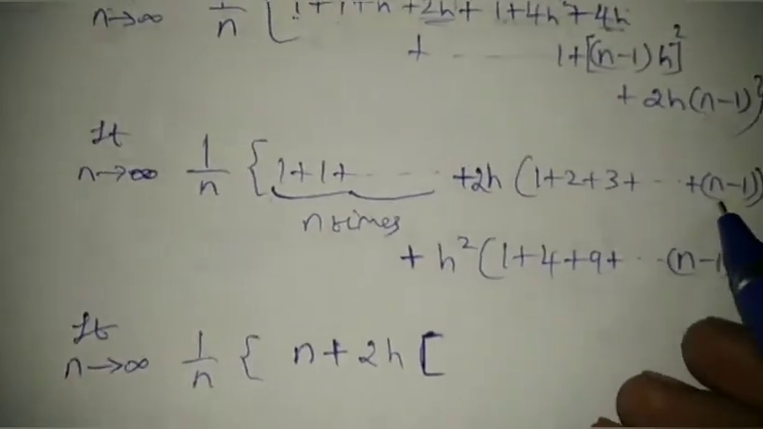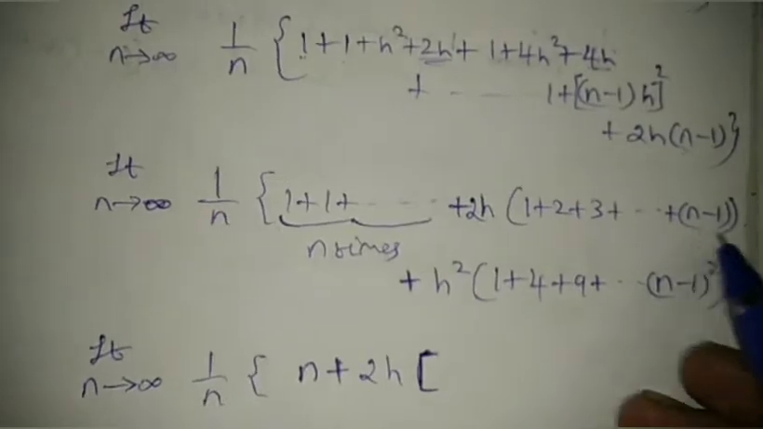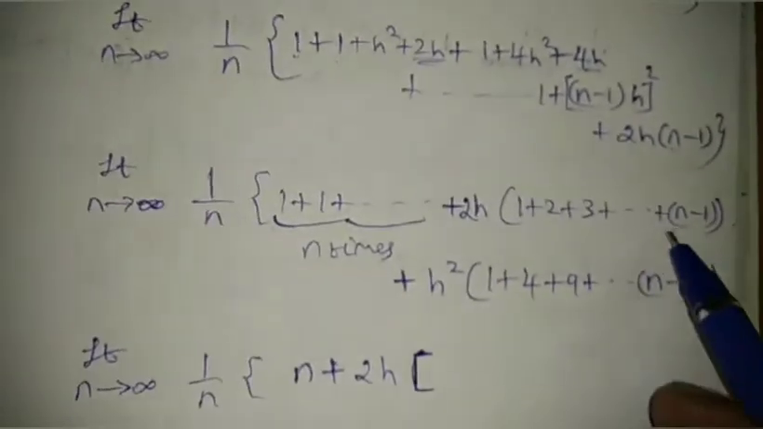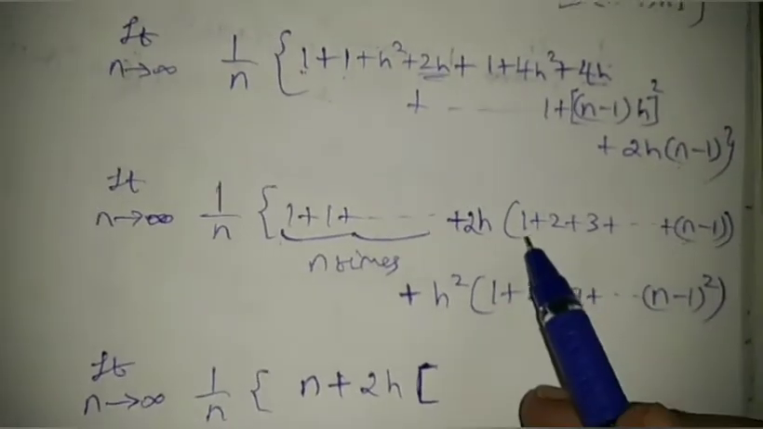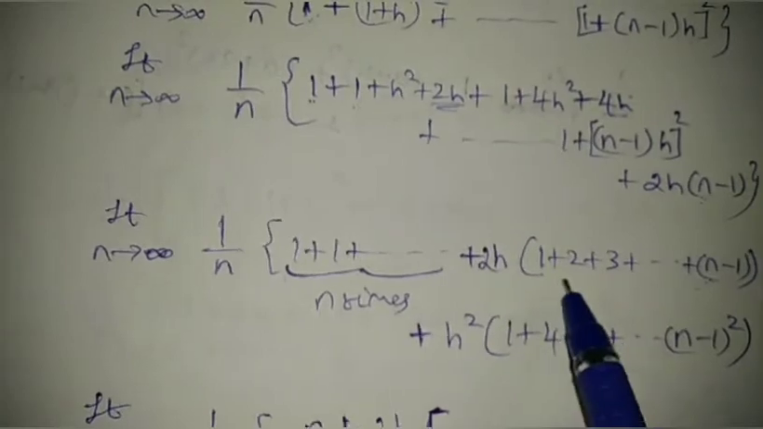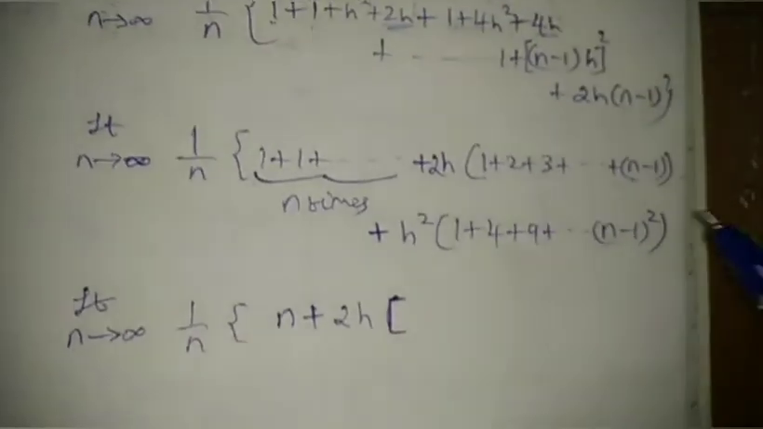But here the number of terms is n minus 1, correct? That is simple. For example, put n equal to 3, so n minus 1 is 2, so you are getting 1 and 2, only 2 terms. N is 3, but you are getting 2 terms. Means n minus 1 terms are there, correct?